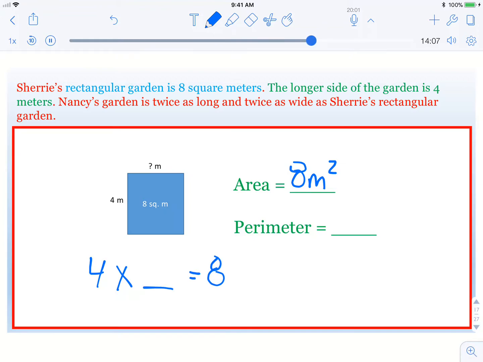Now, we already have the area. We know that the area is 8 meters squared. The perimeter, though, is 4 plus 2, which is 6, times 2, which would be 12 meters.